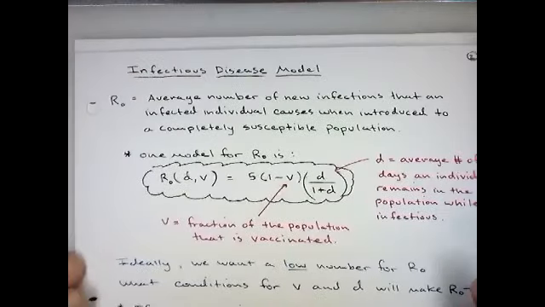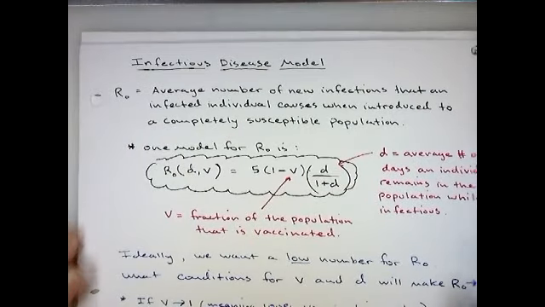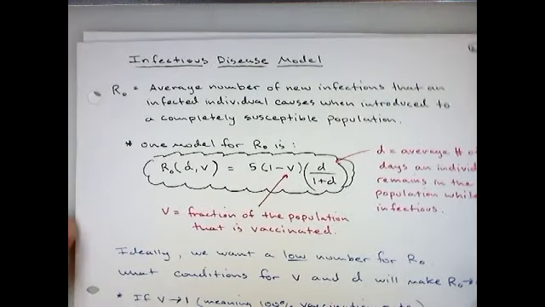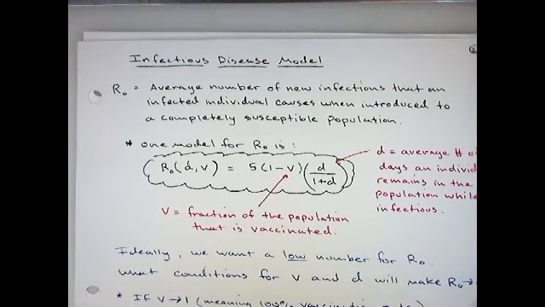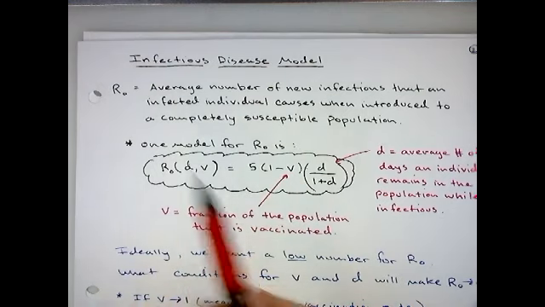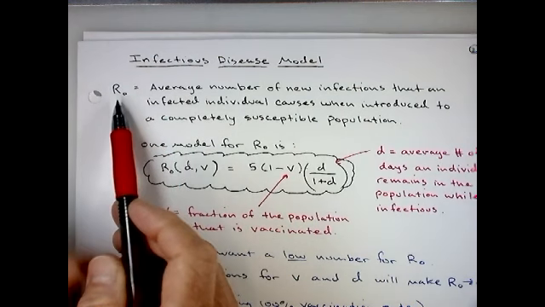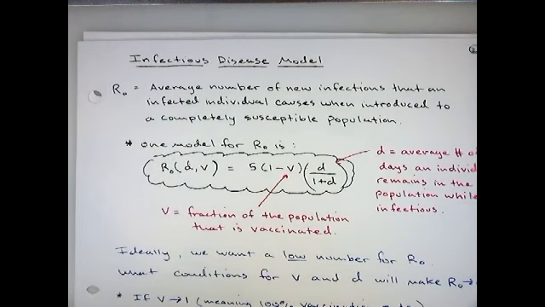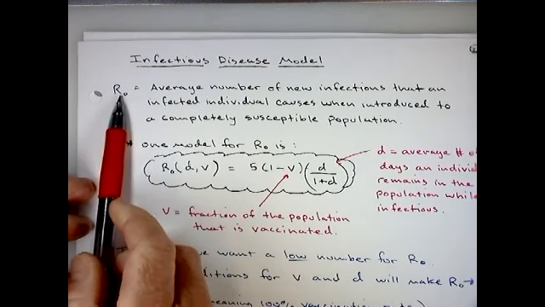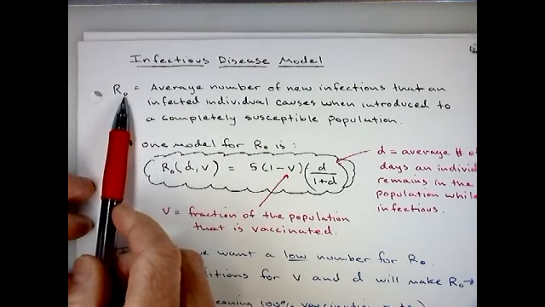Okay, another example of a function of two variables is an infectious disease model, which is something very much on our minds these days. And in fact, one number, if you've been watching the news or listening to the radio, that you've probably heard a lot of is called R naught. R sub 0 is read as R naught.